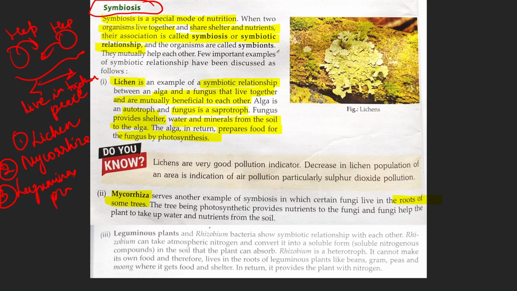So what are they? Rhizobium, very important. Rhizobium bacteria show symbiotic relationship with leguminous plants. Rhizobium can take up atmospheric nitrogen and convert it into soluble nitrogenous compounds in the soil that plants can absorb. Rhizobium is a heterotroph. It cannot make its own food and therefore lives in the roots of leguminous plants like beans, peas and mung, where it gets food and shelter. In turn, it provides the plant with nitrogen. So this is symbiosis.